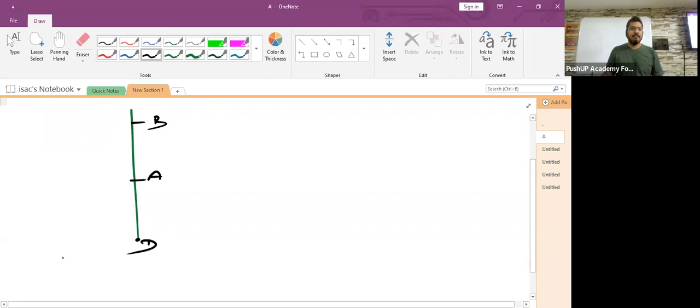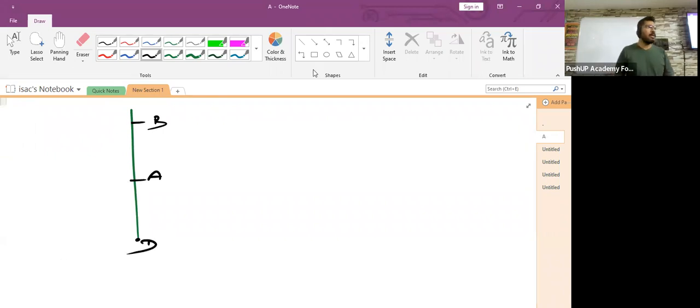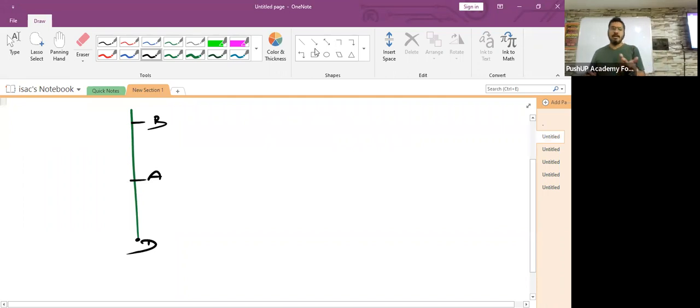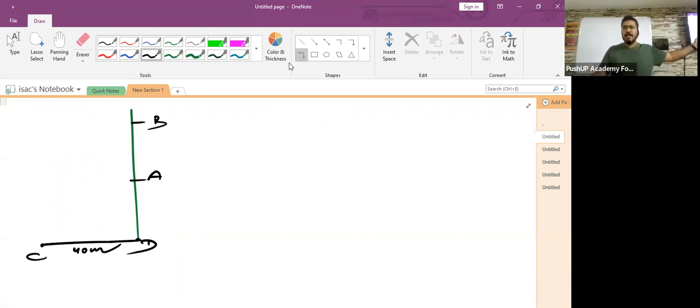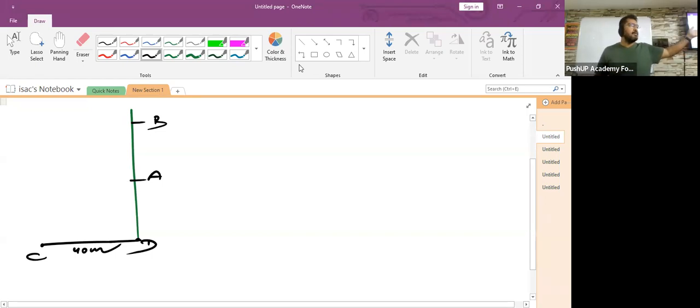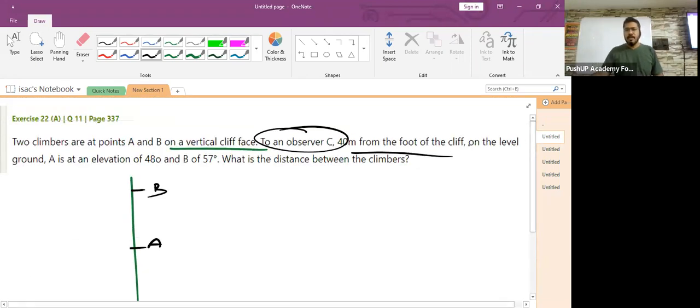Let me take the foot of the cliff as point D. From this foot of the cliff, there is an observer C who is standing at a distance of 40 meters. See, I'm reading the question and I'm drawing the figure also, right? I needed the foot of the cliff. I plotted point D. From that point D, there is an observer who is standing at a distance of 40 meters. So there I plotted point C. Work done. Now, let's read the remaining part.